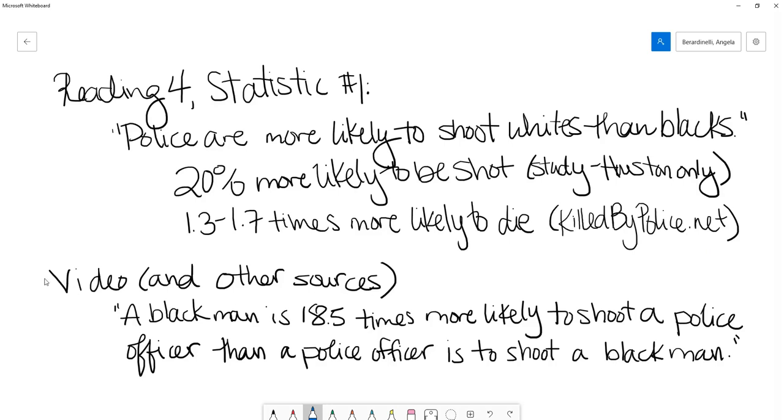And then in the video, and like I said, in other sources, the quote is that a black man is 18.5 times more likely to shoot a police officer than a police officer is to shoot a black man. So these are 3 related statistics. They all involve the same 3 entities: white people, black people, and police. And so I want to see if we can find any raw data that would support any one of these claims. We might not be able to exactly compute all 3 of these things, and so if we can at least get one from some related data set, I'll consider that a success.